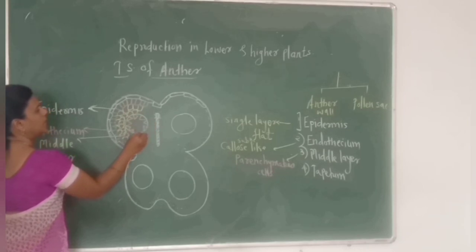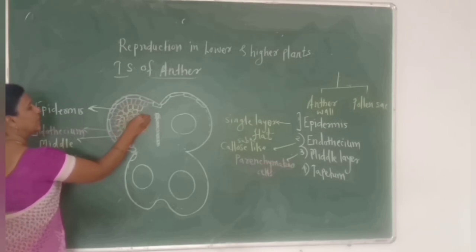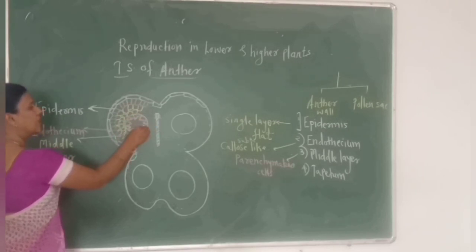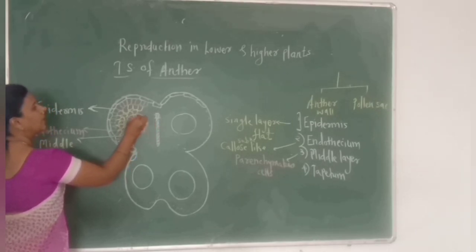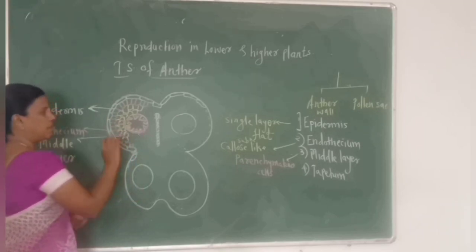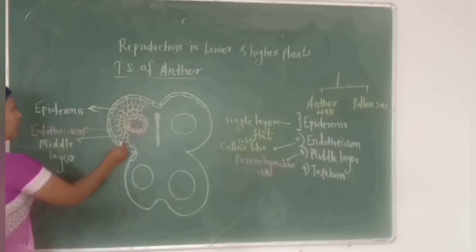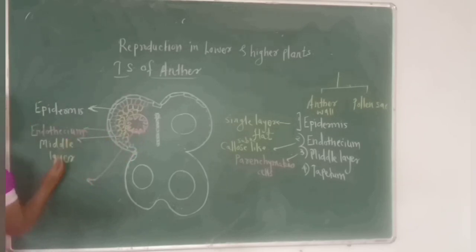It is the innermost layer of tapetum, and the cells of tapetum are somewhat larger in size with dense cytoplasm, and the cells of tapetum are multinucleated. Means some cells are haploid in nature, while some cells are diploid in nature, while some cells are polyploid in nature. Thus, the fourth layer is called a tapetum.